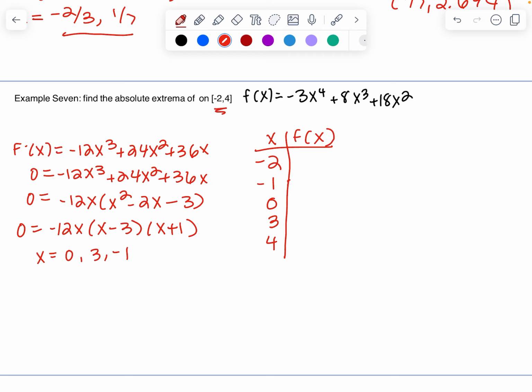And I'm getting out negative 40, 7, 0, 1, 35, and 32. And so my low point happens to be at one of the endpoints. So this is my absolute min. And my high point happens right here, and that's my absolute max. And that is our answer.